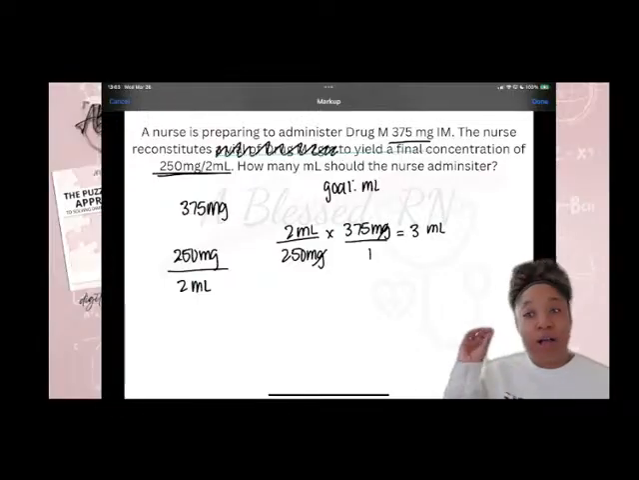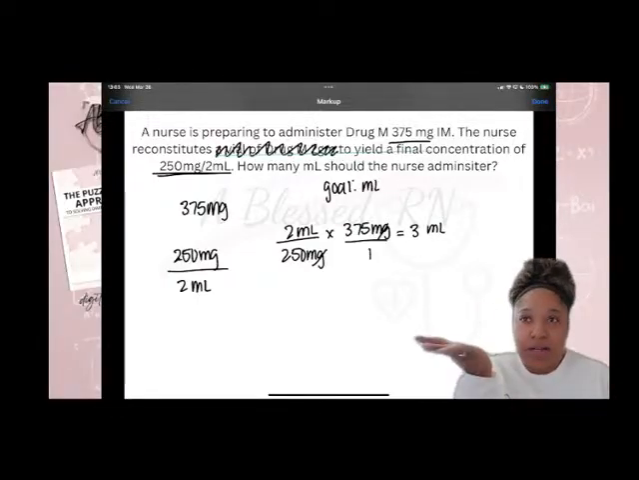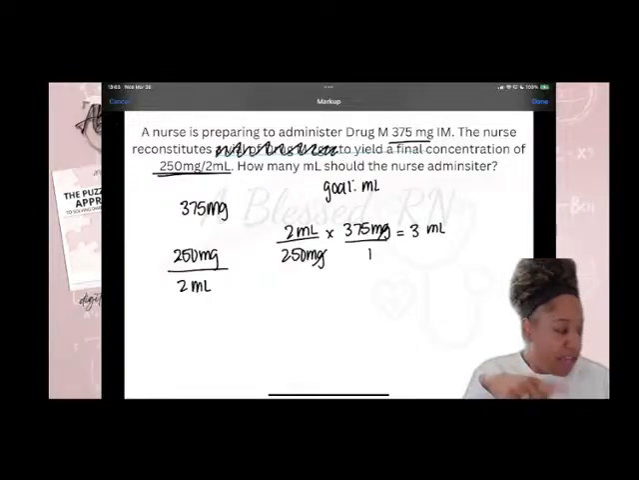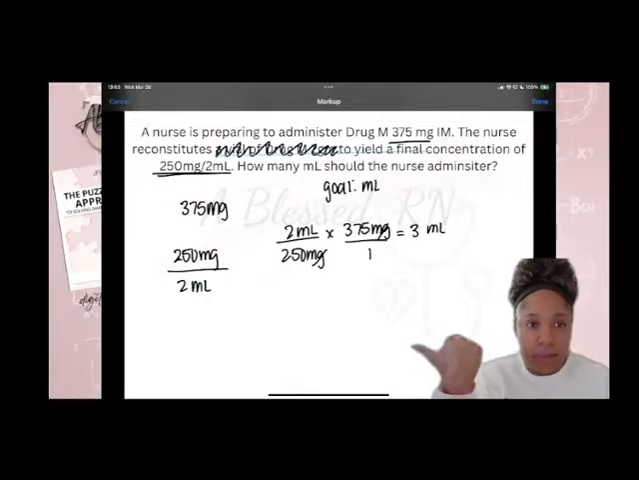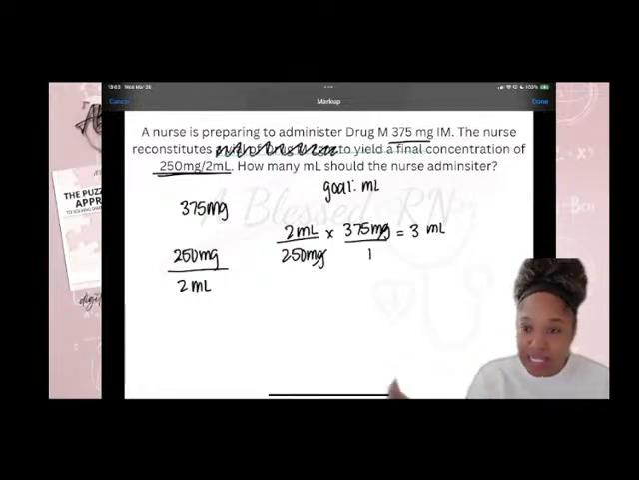And okay, let's do a little sprinkle. So if we have 3 milliliters of medication and we're supposed to be giving it IM, what would be an appropriate site to give this medicine? Because 3 milliliters, that's not a small amount, right?